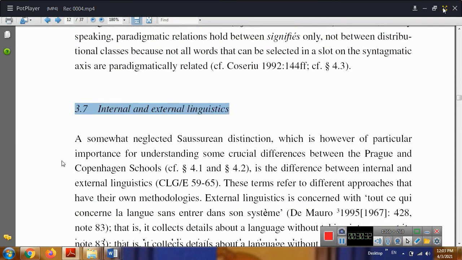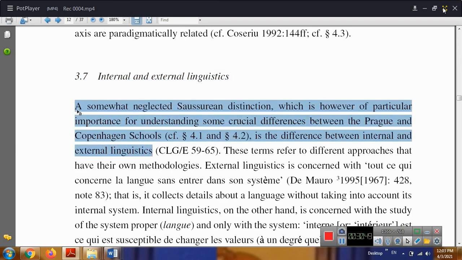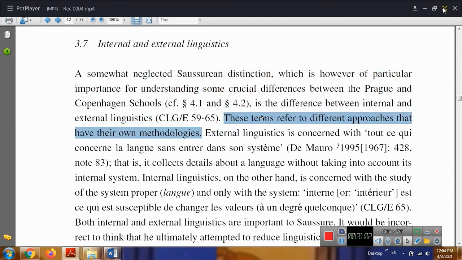Another concept is internal and external linguistics. A somewhat neglected Saussurean distinction, which is however of particular importance for understanding some crucial differences between the Prague and Copenhagen schools, is the difference between internal and external linguistics. Okay, another concept which is important is internal and external linguistics. These terms refer to different approaches that have their own methodologies.